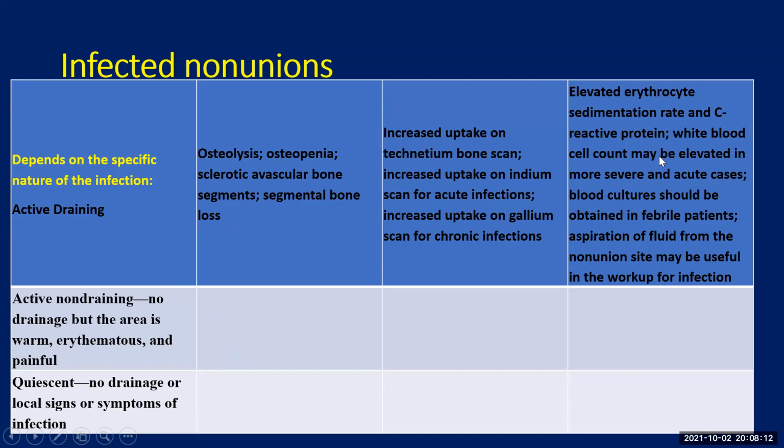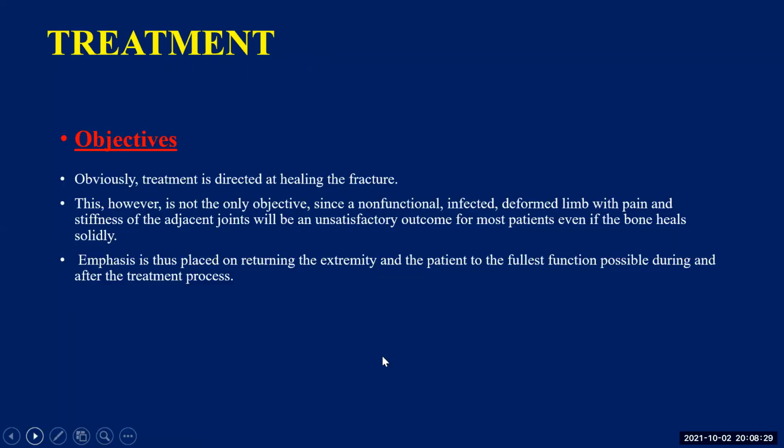Elevated ESR and CRP, white blood count may be elevated. Blood culture should be obtained in a febrile patient. Aspiration of fluid from the non-union site may be useful. Active non-draining is no drainage, but the area is warm, erythematous and painful, and quiescent, there is no drainage or local sign or symptom of infection.